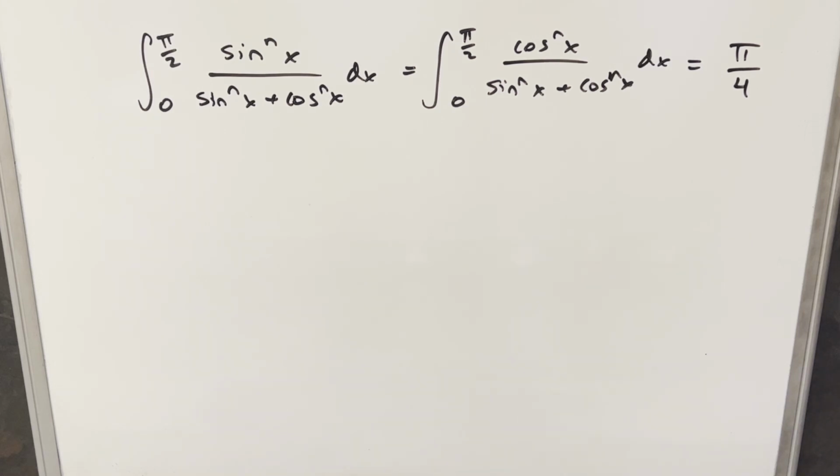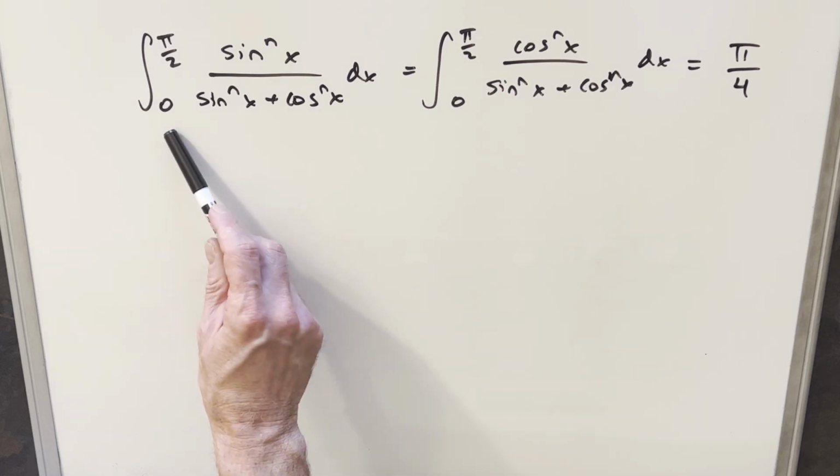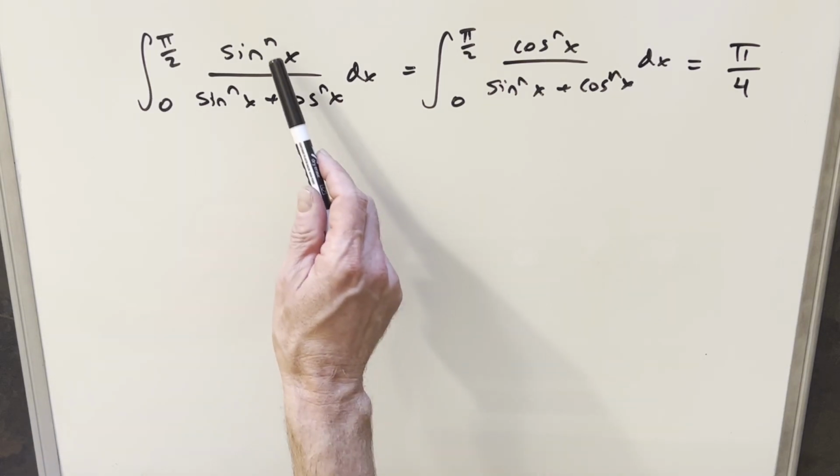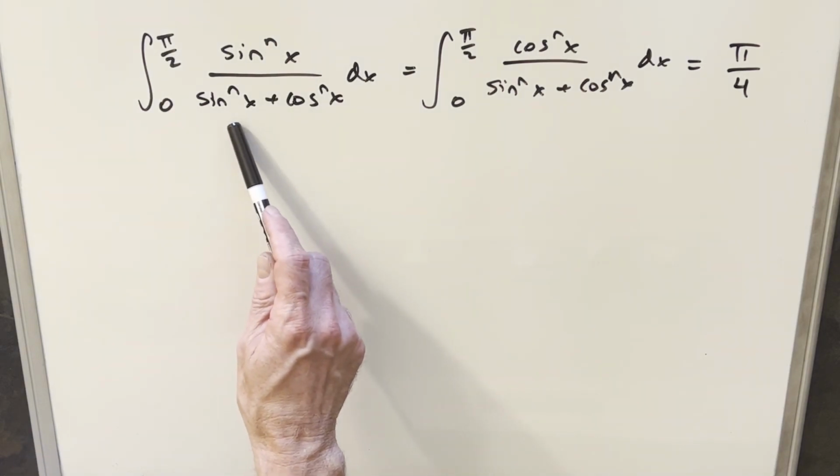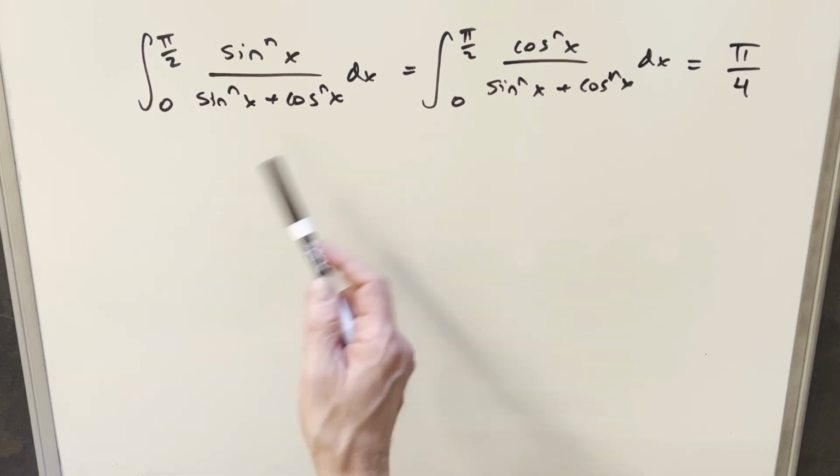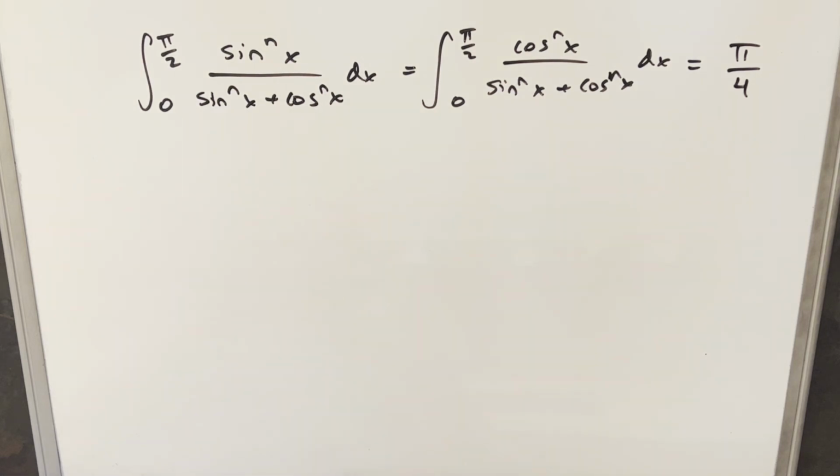Okay, I wanted to do something a little bit different today, and we're looking here at an integral in a general form. We've got the integral from 0 to pi over 2 of sine to the n of x over sine to the n of x plus cosine to the n of x dx. The reason I wanted to go over this is it comes up a lot in contest problems like the MIT integration bee or the UNSW integration bee.